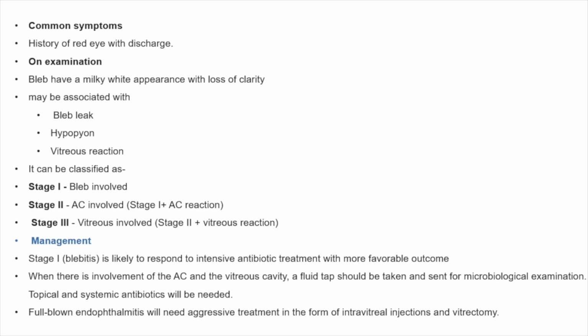It is usually classed in three stages: stage 1, stage 2, and stage 3. Stage 1 is when the bleb is involved, stage 2 when there is stage 1 plus anterior chamber involvement, and stage 3 when there is stage 2 plus vitreous involvement. In the usual management, stage 1, that is blebitis, is likely to respond to the intensive antibiotic treatment with more favorable outcomes. When there is an involvement of the anterior chamber or the vitreous cavity, a fluid tap should be taken and sent for microbiological examination, and topical and systemic antibiotics will be needed and will be done according to the reports of the tap.